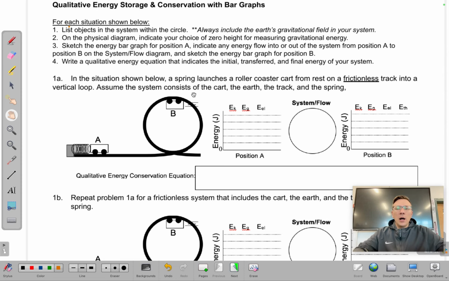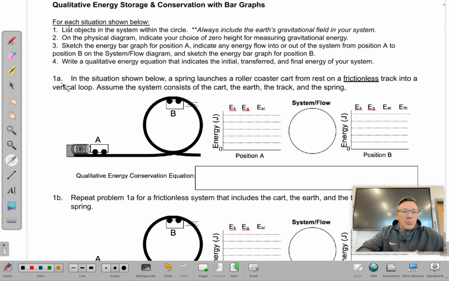So let's go ahead and continue to read through the instructions, and then we'll go back and we'll do all these things. So on the physical diagram, we're going to indicate our choice of zero height. We'll just do that at the base level for this problem here. And then we are going to sketch an energy bar graph for position A, which goes into this bar chart here. Position B goes into this bar chart, okay? And then we will go ahead and write out an equation that explains the energy transfer going on here.